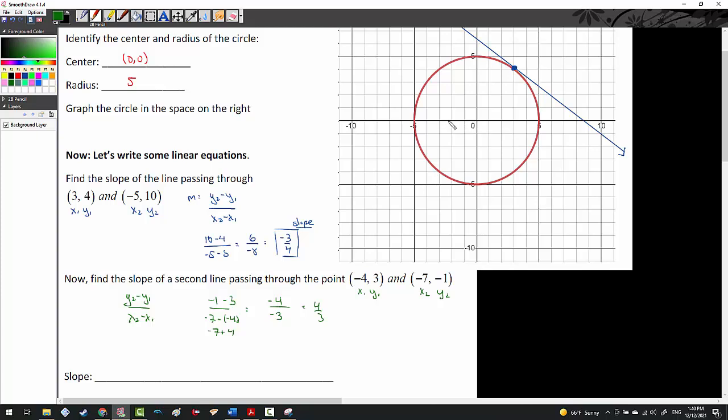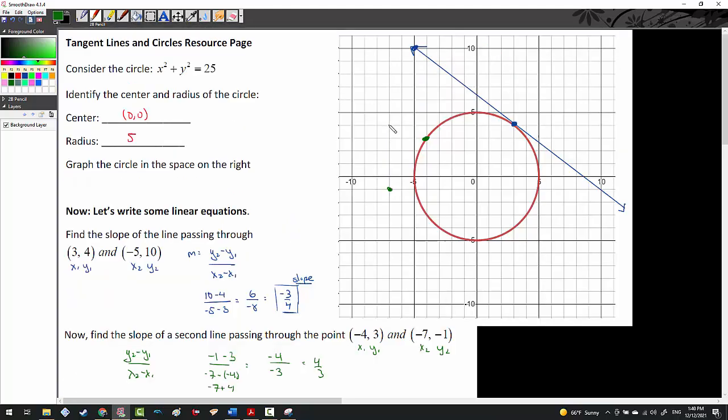Negative 1, 2, 3, negative 1, 2, 3, 4, up 1, 2, 3. That's going to be right here. And if it passes through negative 7, negative 1, that's negative 5, negative 6, negative 7, negative 1. And if I go ahead and connect these two, let me go and scroll up a little bit more. If I connect these two, notice what happens with how they touch the circle, right? And so that's going to look kind of like that.